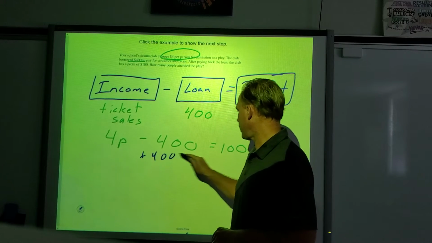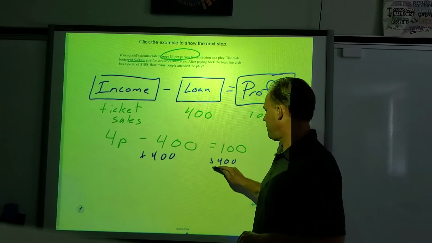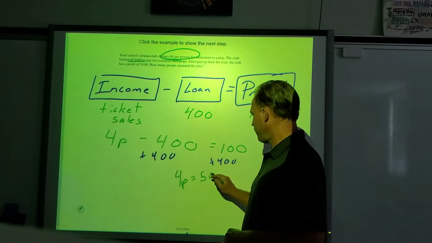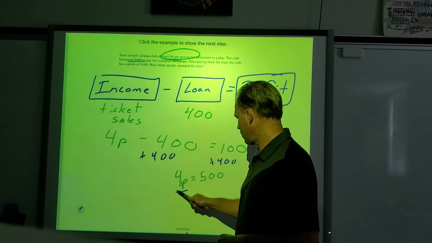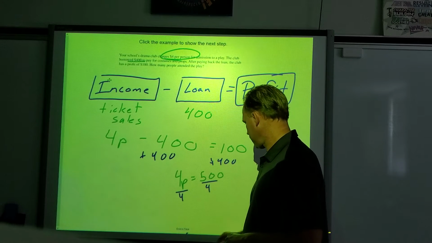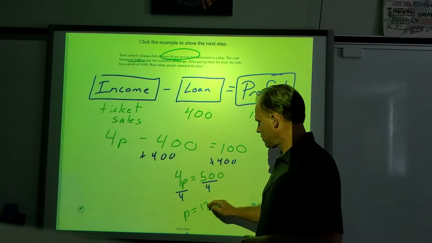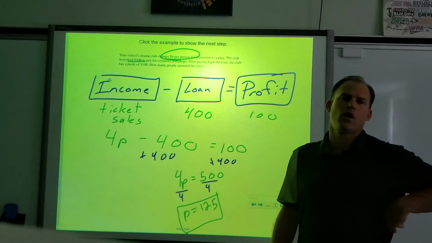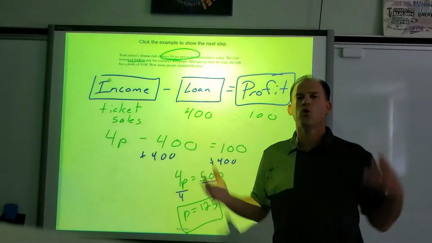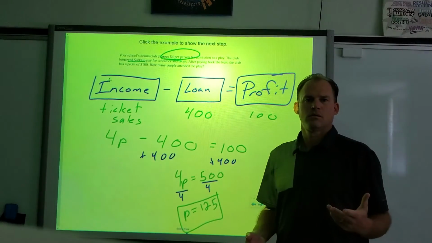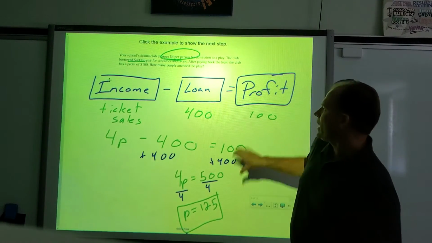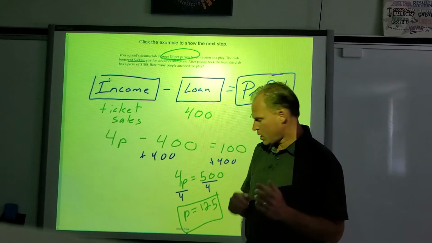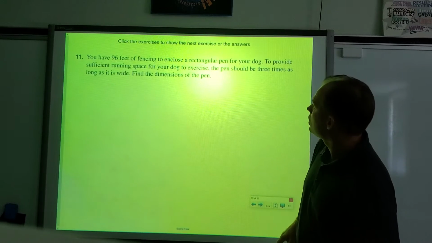Plus 400, plus 400, 4P equals 500. I know 125 people walk through the door. There's no just guessing, okay? Write an equation that you came up with by thinking about the situation. All right, let's do one more.